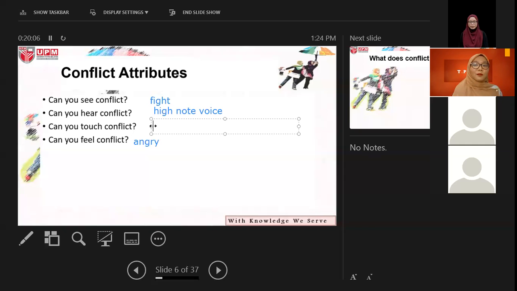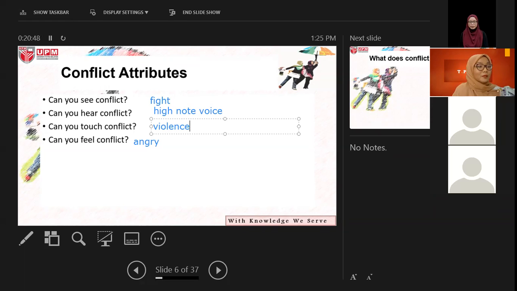And can you touch the conflict? No. Can you touch the conflict? Violence. Right? When you feel angry, how do you express your angriness? Do you keep calm or go slam, slap your opponent?